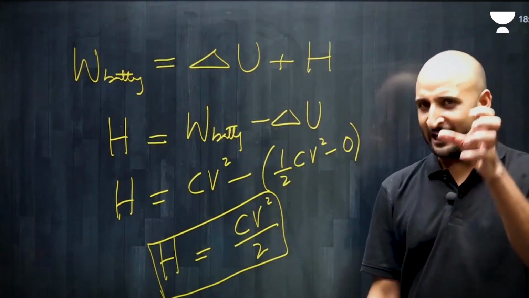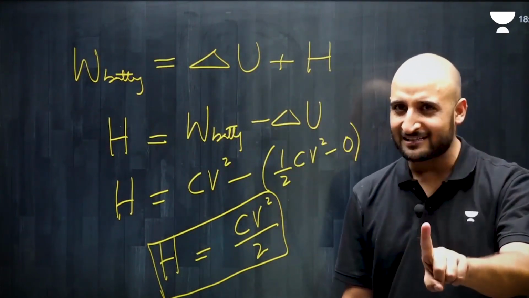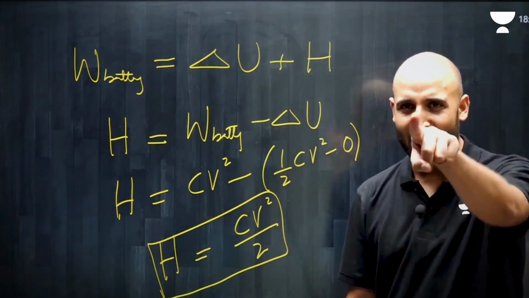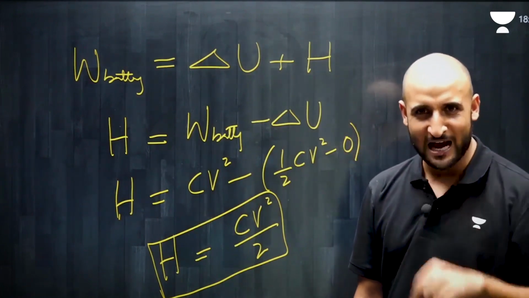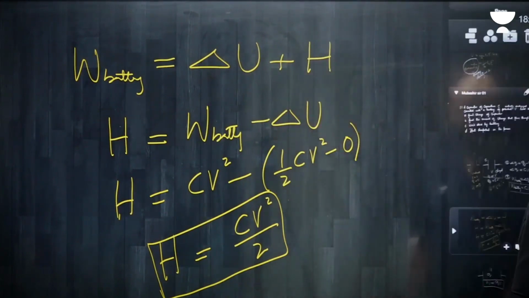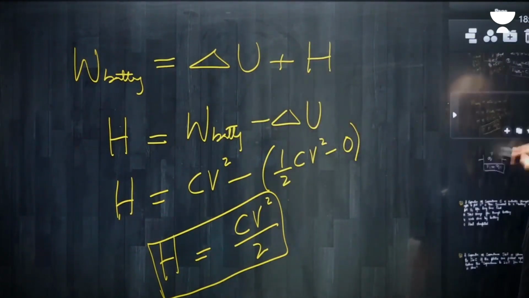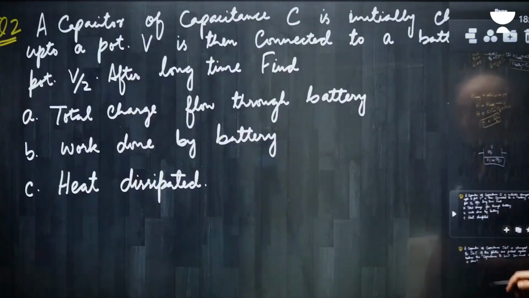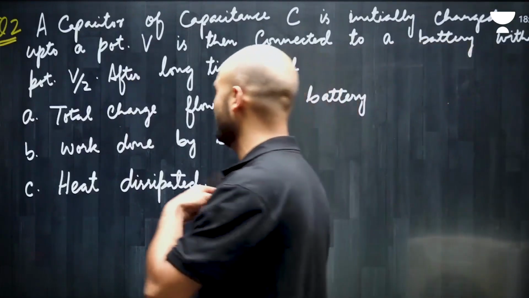That if the energy supplied by the battery is X, the amount of heat dissipated will always be X by 2. I hope that you will remember it for many other questions to come. Let's move to the next question. Let's have a look at this question, which again is the same actually.